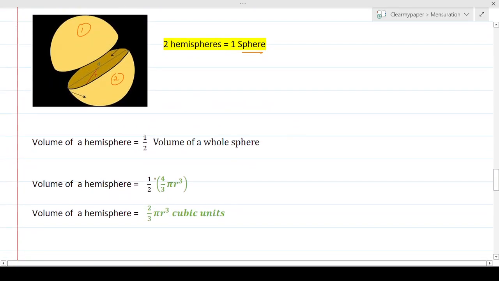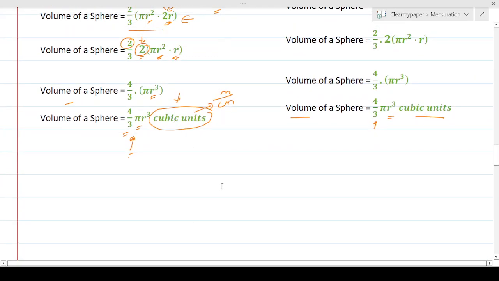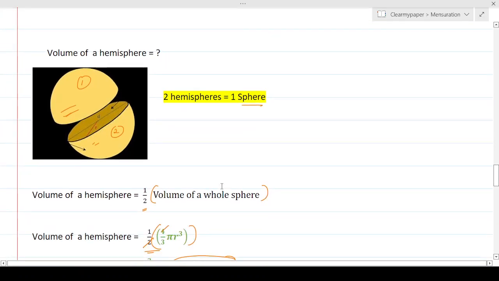So volume of a hemisphere is equal to 1/2 of volume of a whole sphere, based on this diagram over here, right? And what we get, volume of a hemisphere is equal to 1/2 into volume of a whole sphere, which is nothing but 4/3 pi r cube. And when we cancel out this and this, what we get is volume of a hemisphere is equal to 2/3 pi r cube cubic units. Okay, it's simple. So again, you don't have to mug up. If you know the volume of a sphere, then you can just divide it by 2 and get the volume of a hemisphere. So that way, no need to memorize any formula for mensuration except for the cylinder, which also is easy, and then from there you can derive it.